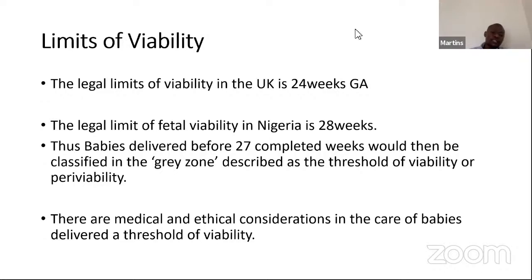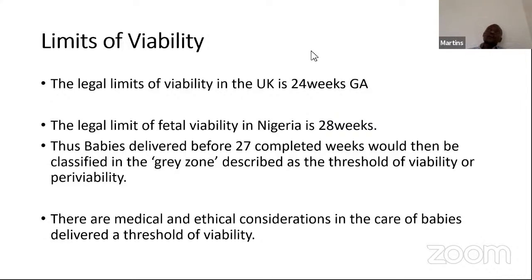In Nigeria, the legal limit of fetal viability is still at 28 weeks. There have been discussions around this, but at the moment, the Society of Obstetricians and Gynaecologists of Nigeria, as well as the United Medicine, still hold it at 28 weeks. However, babies born before 27 completed weeks are still resuscitated based on the clinician's judgment, the parental wishes, and the conditions surrounding the baby.